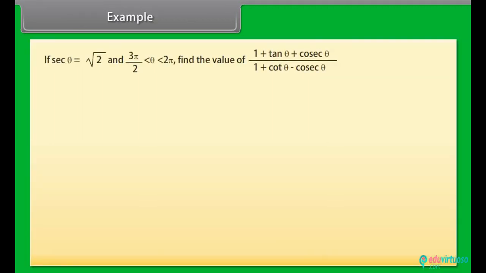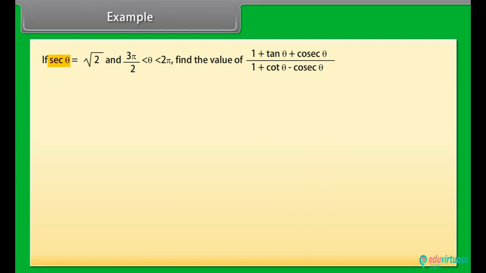Example. If sec of theta is equal to under root 2 and 3 pi by 2 is less than theta, which is less than 2 pi, find the value of (1 plus tan of theta plus cosec of theta) by (1 plus cot of theta minus cosec of theta). Solution. Sec of theta is equal to under root 2.